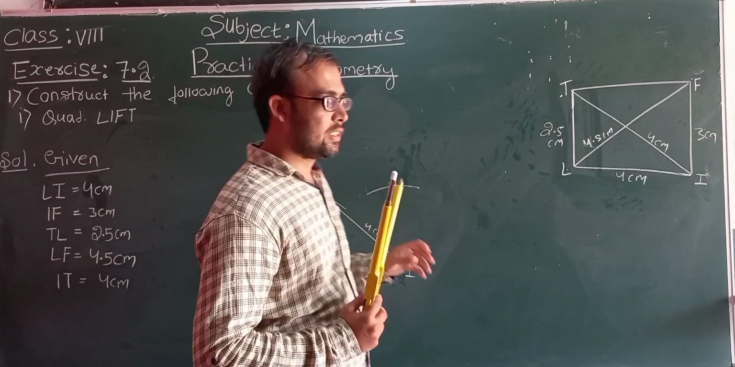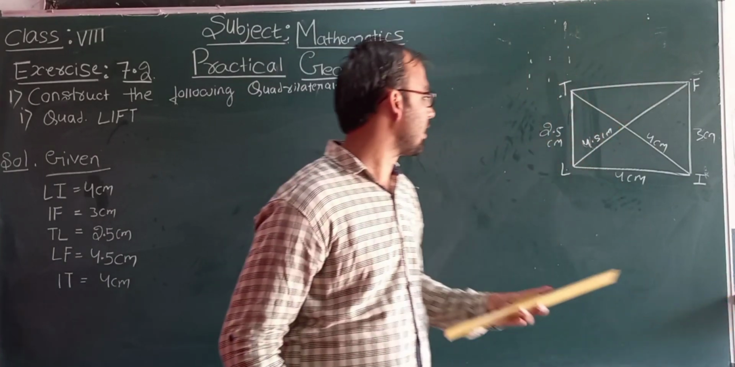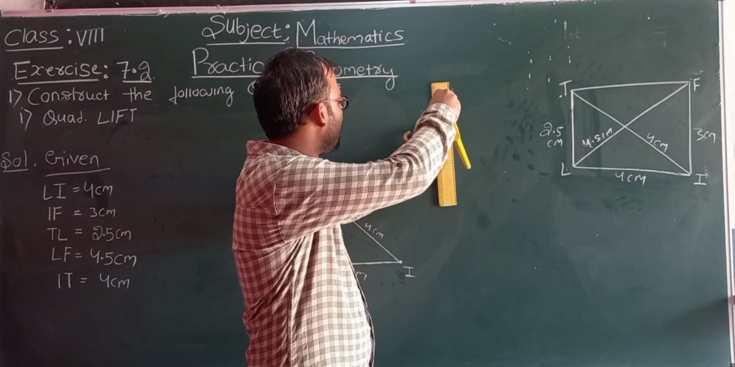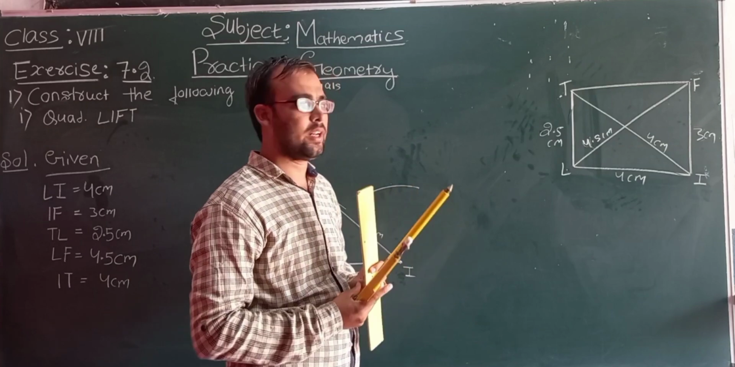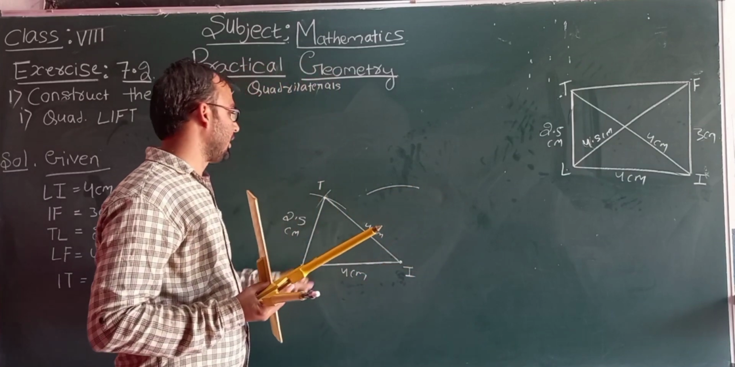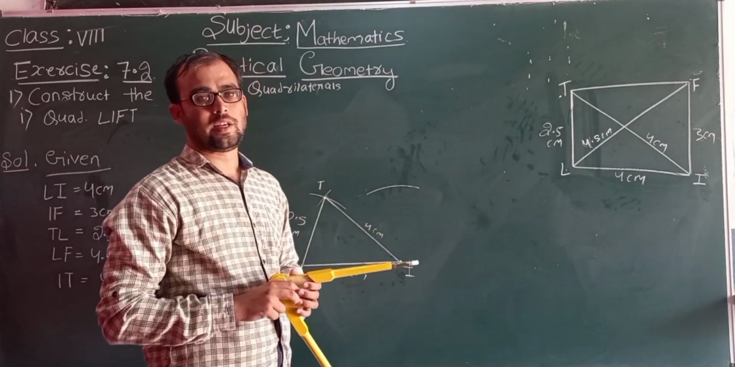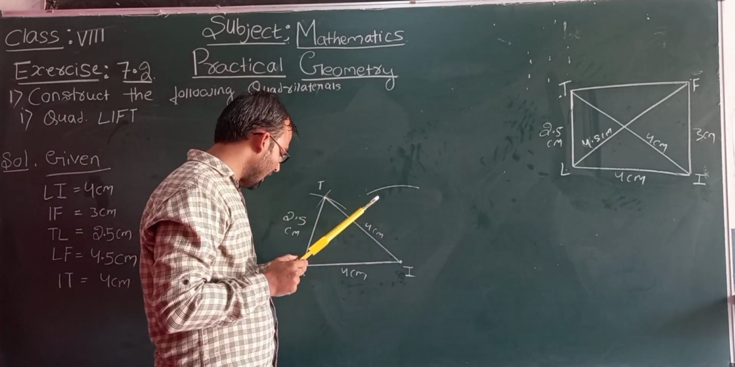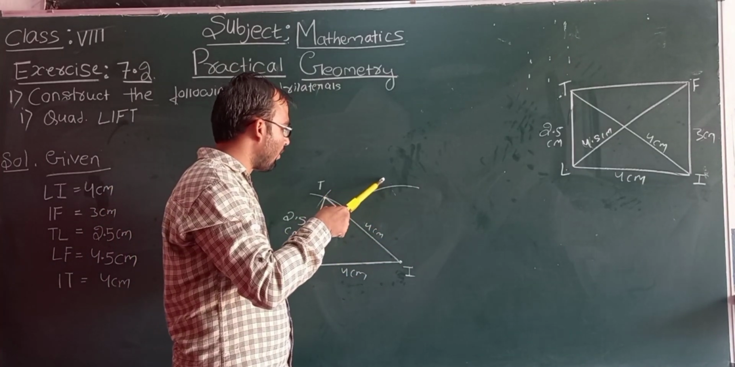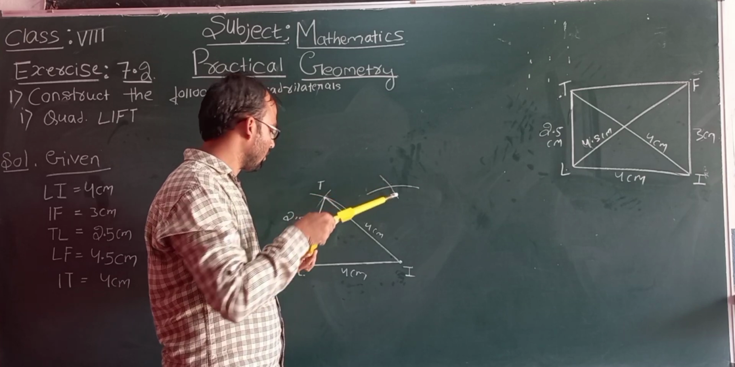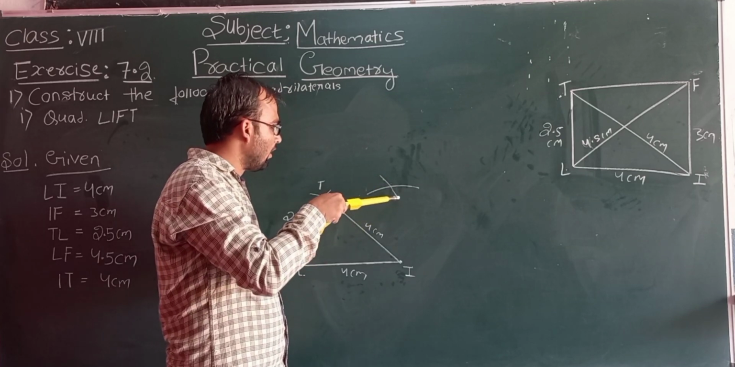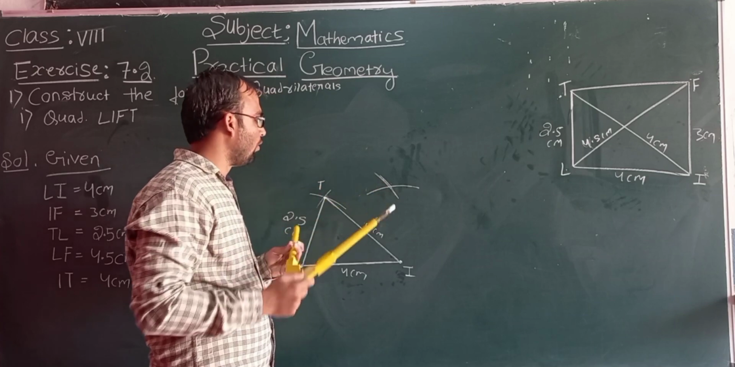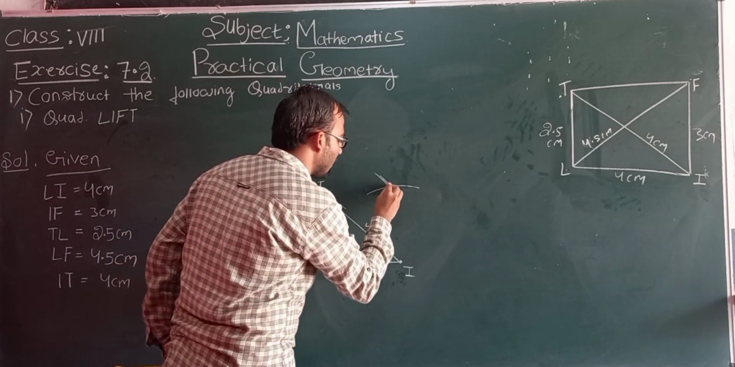Okay, so set the compass again. Take the scale. Set the compass to 4.5 centimeter with L as center. Draw the arc. Students, assume that I have set the compass to 4.5 centimeter. Next, with L as center, mark the arc. So with L as center, draw the arc of 4.5 centimeter.